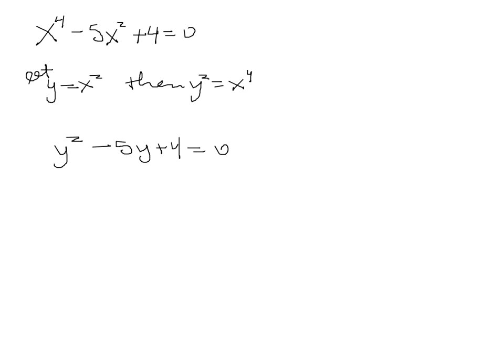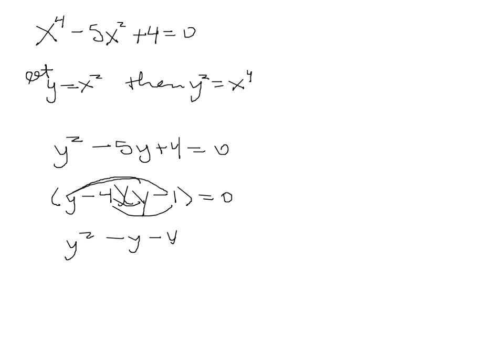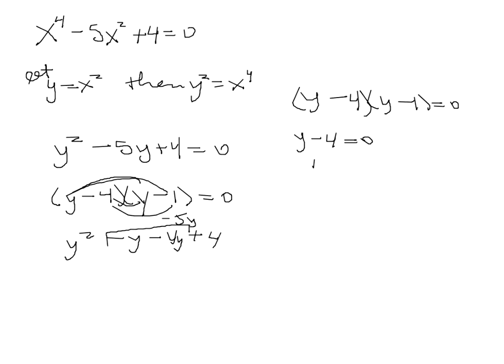plus 4 equals 0. And now I can factor it into y minus 4 and y minus 1. I can check that factorization real quick. y squared minus y minus 4y plus 4, and that gives me the minus 5y that I'm looking for. Okay, so I have y minus 4 times y minus 1 equals 0. So y minus 4 equals 0, plus 4, and I get that y equals 4.